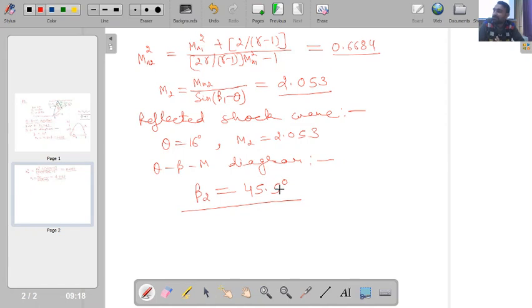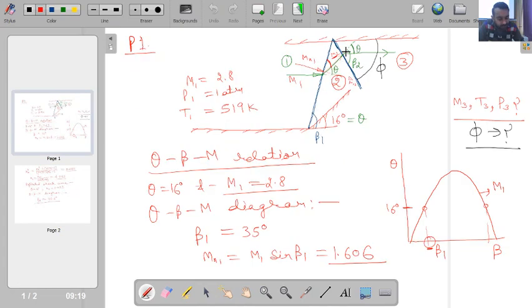Now what we have to do? Whatever we have done for the incident wave, same thing we have to do for the reflected wave. So for the reflected wave, I have to now calculate the value of Mach number normal to the reflected wave. Can you tell me what will be that value? With this reflected wave, this Mach number M2 is making an angle of beta 2. So its normal component will be nothing but M2 into sine beta 2.